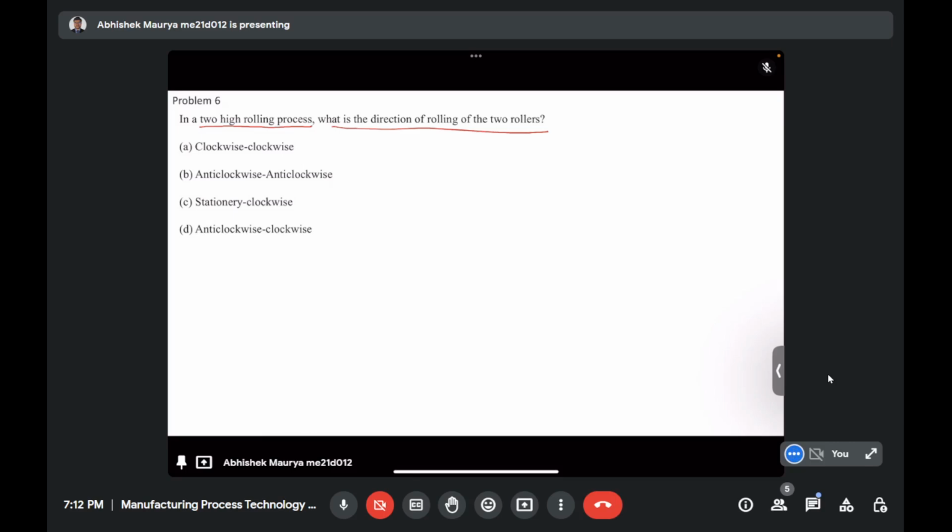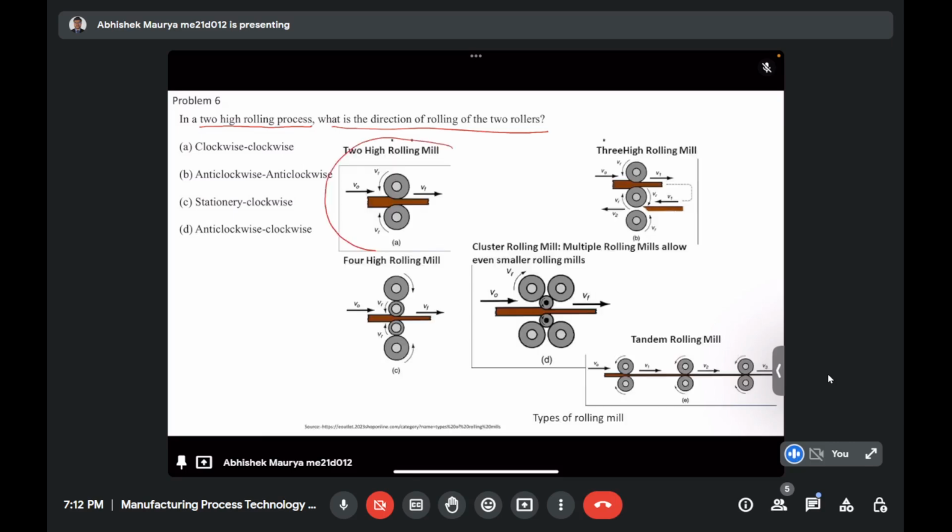So here this configuration is known as the two high rolling mill. Since two high means we have two rollers, this is roller 1 and this is roller 2, and both are rotating in opposite direction in order to roll the workpiece. We want to reduce the cross section area of the material. So both rollers are rotating in opposite direction.